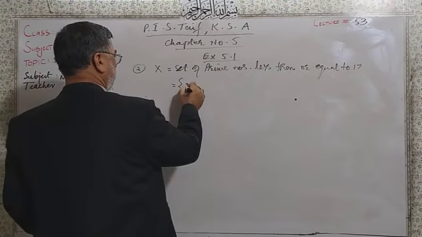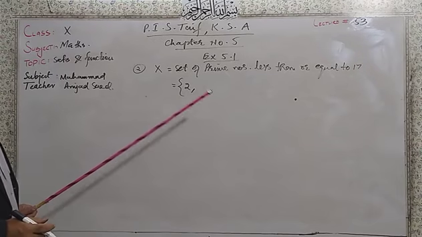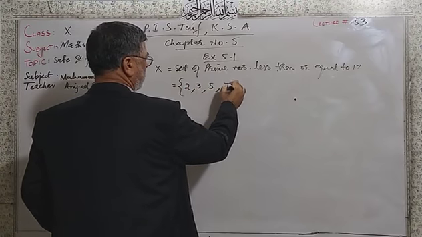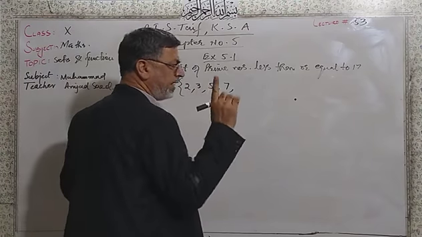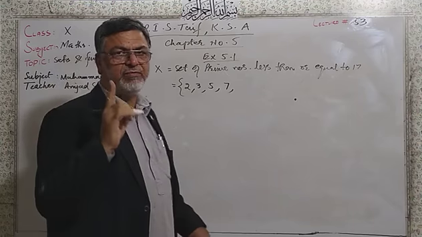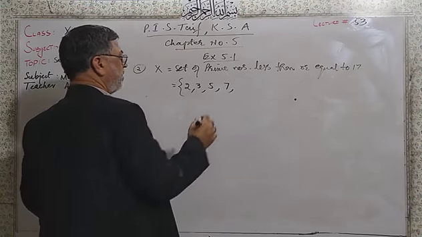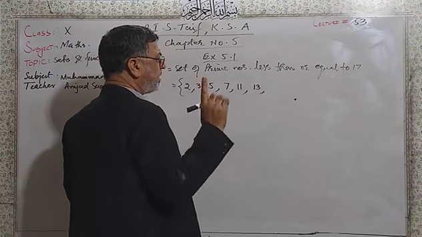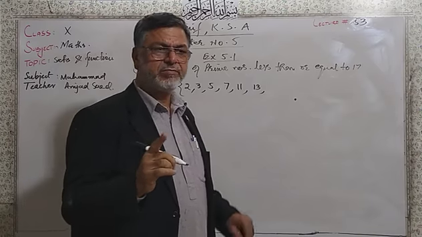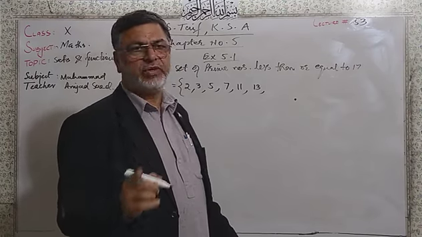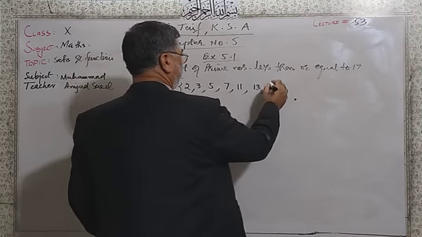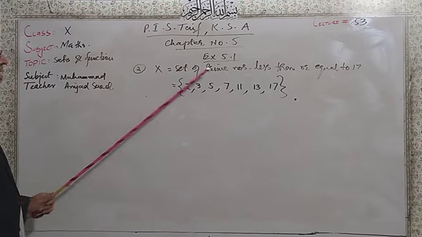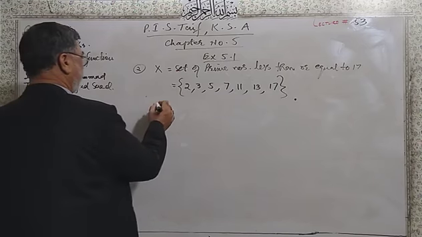So this is 2. This is the only even number which is prime. 3, 5, 7, not 9, because 9 can be divided by 1, 3 and 9. Then 11, 13, not 15, because 15 can be divided by 1, 3, 5, 15, and then 17. Dear students, this is X, which is the set of prime numbers less than or equal to 17.